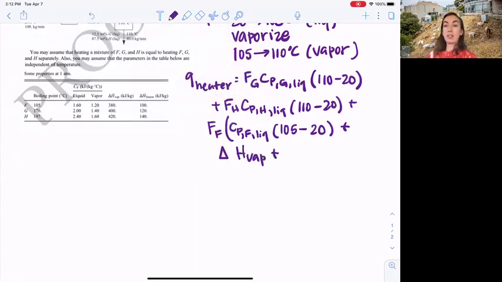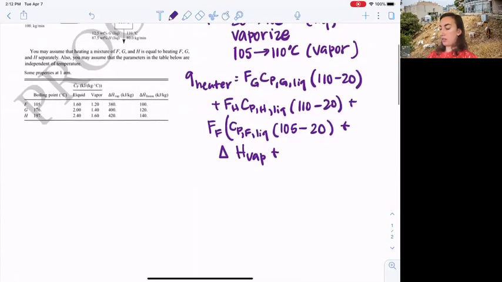And then, now that it's a vapor, it needs to heat to 110. So we're going to have CP of F as a vapor going from 105 to 110.